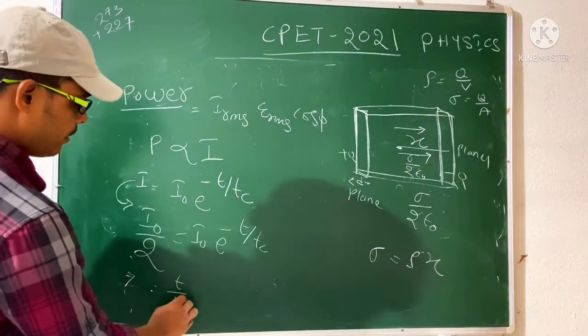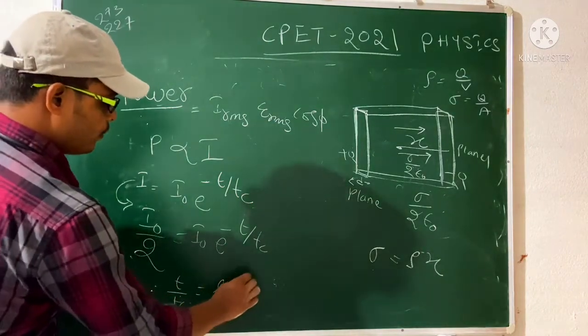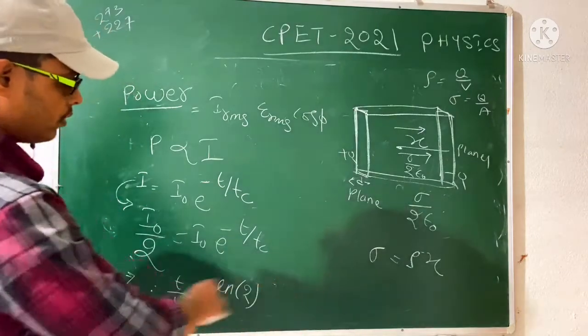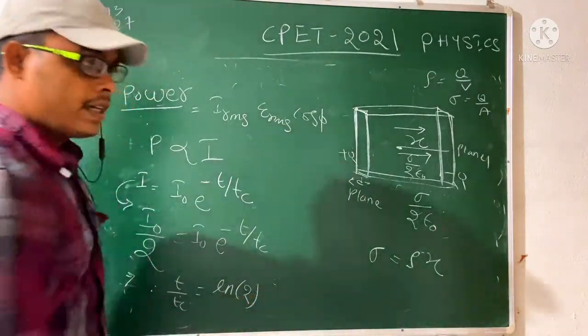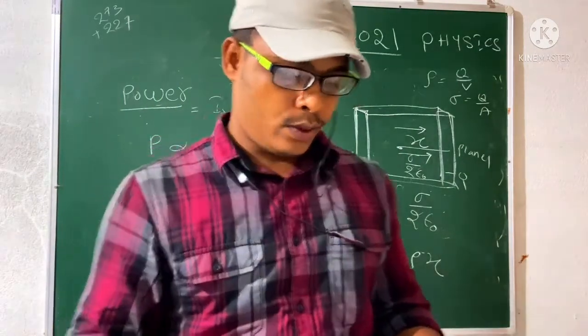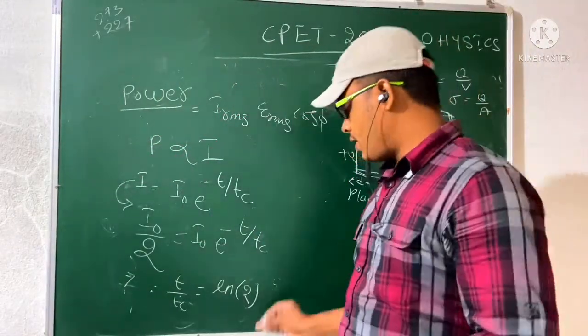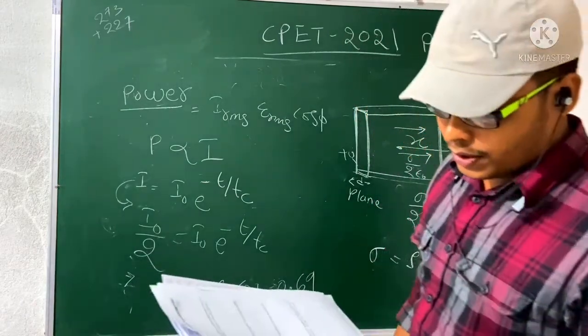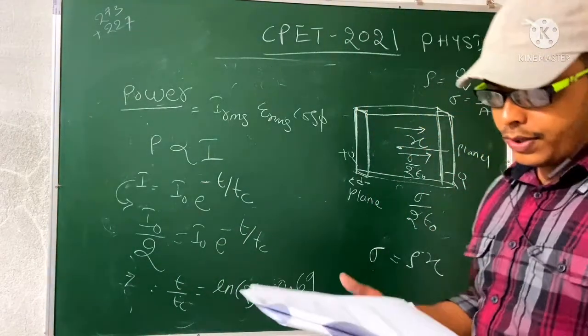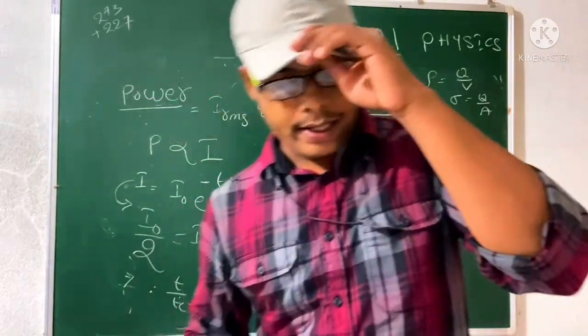So what will be t by tc? t by tc equals ln2. You solve this, this will give ln2. Okay, so what is t? t is ln2 into tc. So your answer will be 0.69. So this answer is 0.69. So this is your option B.